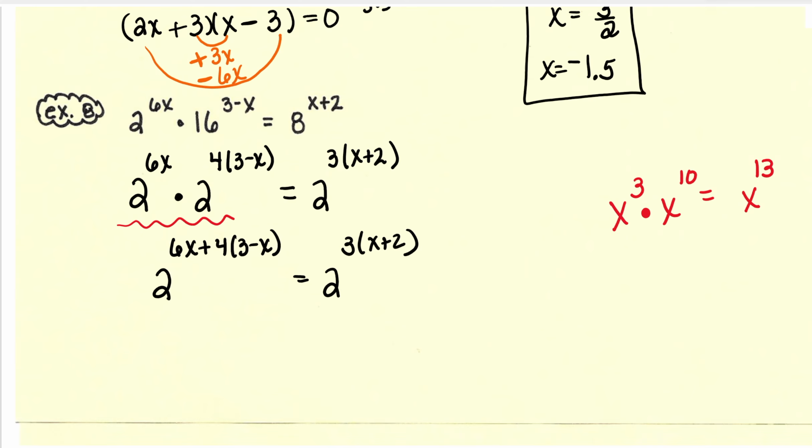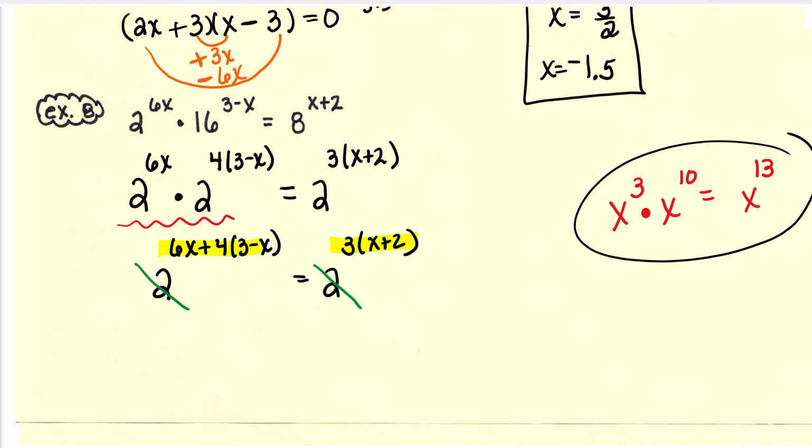Just like you did here. Keep that base, add those exponents. Keep that base of 2 and add those exponents. Now that I have the same base, drop those bases, set the exponents equal, and solve your equation.